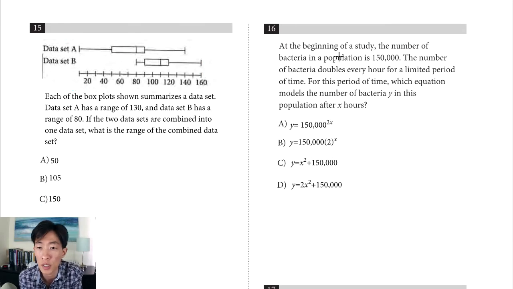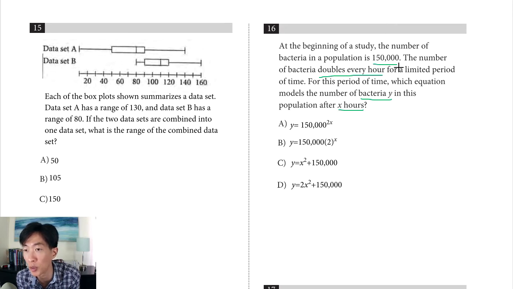Question 16, at the beginning of a study, the number of bacteria in a population is 150,000. The number of bacteria doubles every hour for a limited period of time. For this period of time, which equation models the number of bacteria Y in this population after X hours? So this is going to be a standard exponential growth, or very similar to a compound interest type of problem. You're going to start with your original number, which is 150,000. Notice all the equations have 150,000. And then it says it doubles every hour. So that tells me that I'm going to have to be multiplying 150,000 by 2. And really the only equation that does that is choice B.